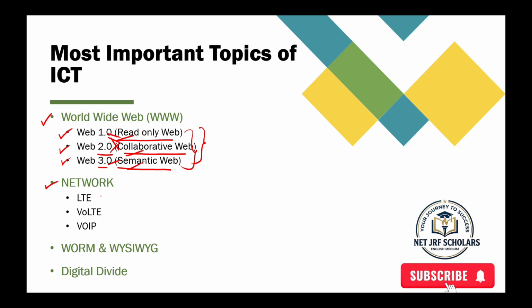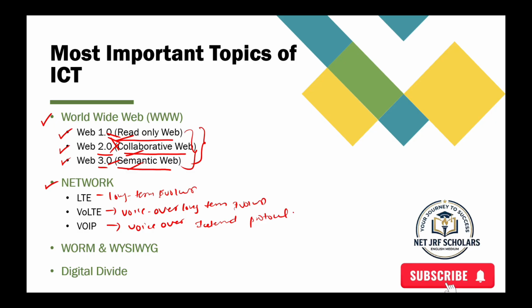And next, we have network types. We have LTE, that is Long Term Evolution, and we have VoLTE, that is Voice over Long Term Evolution, and VoIP, Voice over Internet Protocol. These three are the networks. They might ask the expansions or the functions.